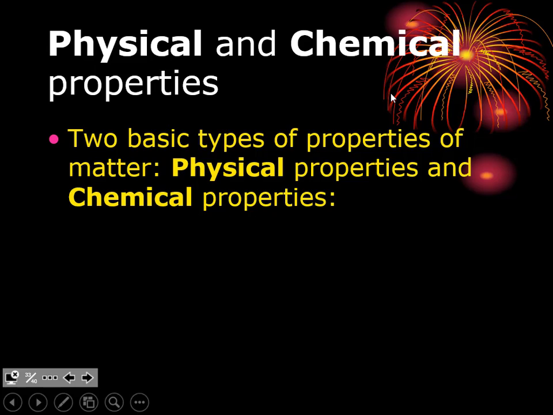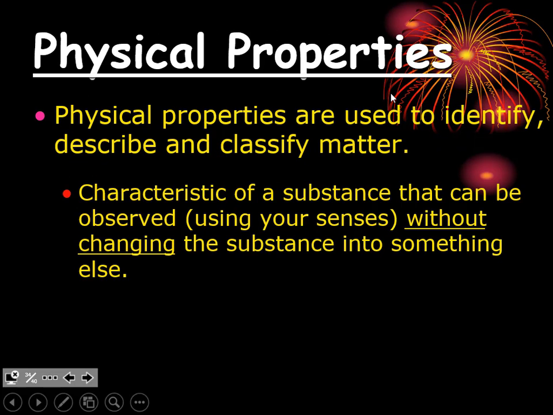All right, so now two types of properties. We've got physical properties and chemical properties. So we have physical change, chemical change. Now we've got physical properties, chemical properties. All right, physical properties are used to identify and classify matter. They're characteristics of the substance.